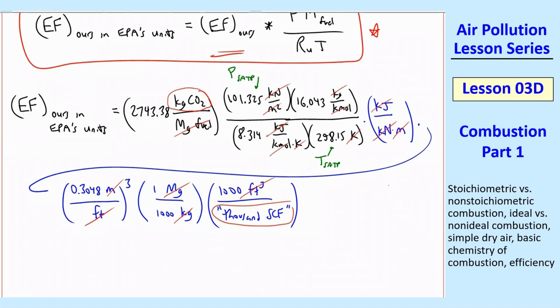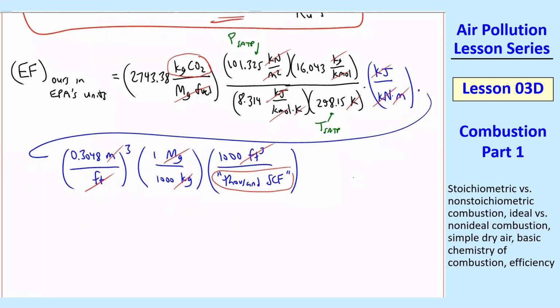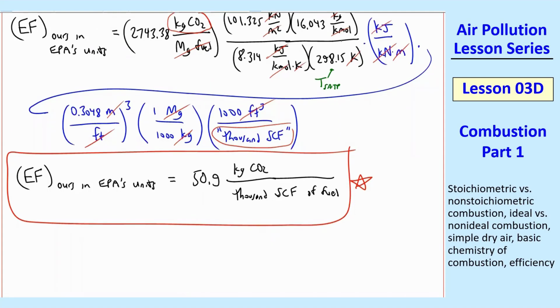So I very carefully went through and crossed out all the units that cancel, and I end up with only the two circled ones. On the numerator is kilograms CO2, and on the denominator is 1,000 SCF. And so we can plug in our calculators and get our final EF. And I get, to 3 significant digits, 50.9 kilograms of CO2 per 1,000 SCF fuel.